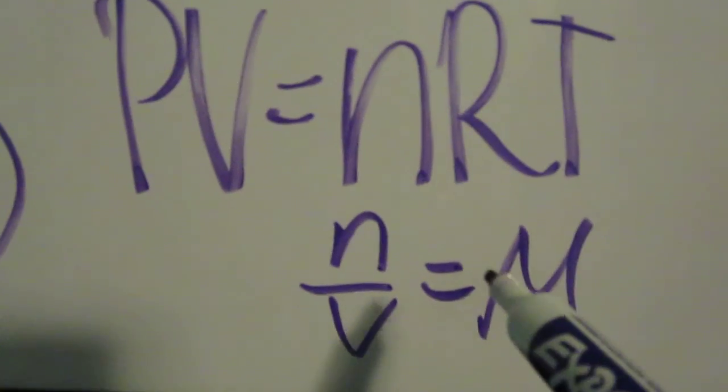Now what that basically means is, if you divide the V and the n over V equals molality. And that's what Kc is in, and Kp is in pressure. So if you want to get pressure alone, you divide by V. So you have molality times RT. And so that's basically what's right here.